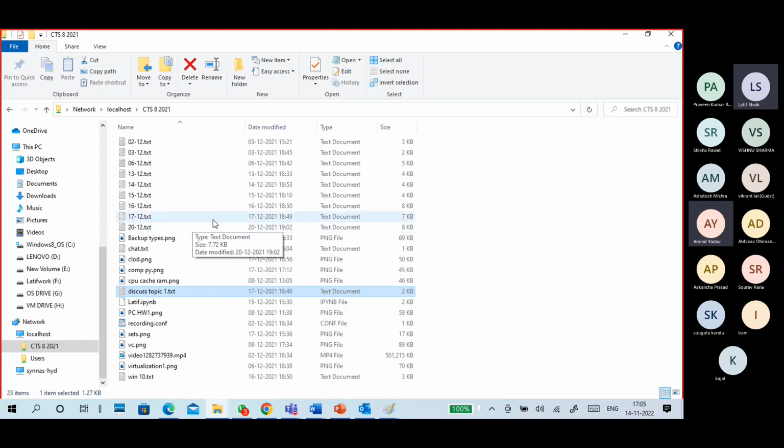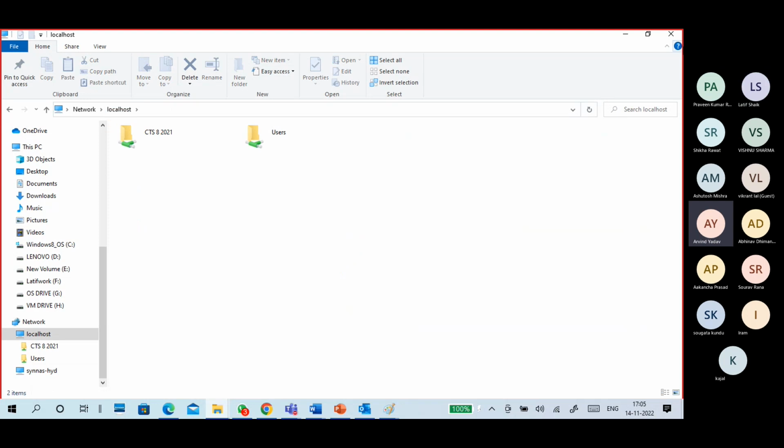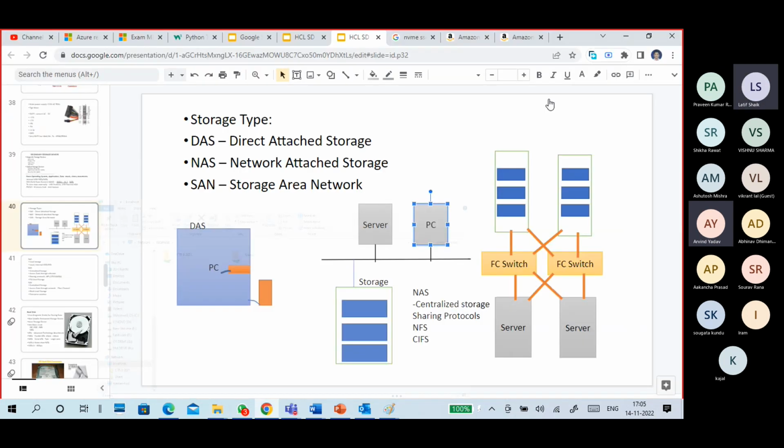I can add data, and I can do all these things based on the permissions given. So that is called sharing. Sharing means one system contains the data and another system accesses that data. It uses sharing protocols only, here CIFS and NFS.